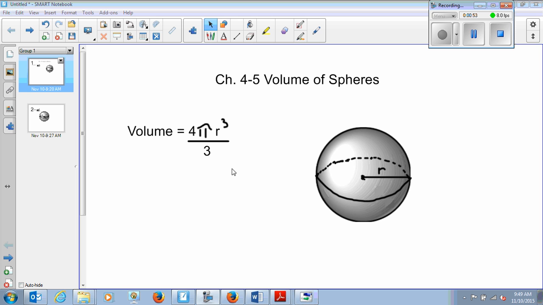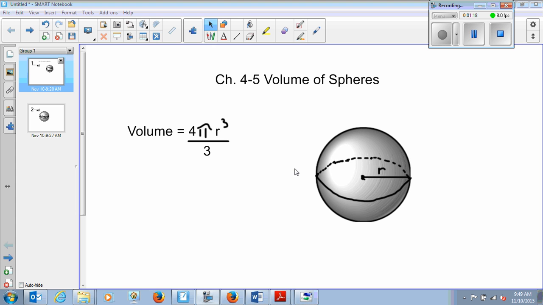So we can see over here the formula for the volume of a sphere. It's very straightforward. We're going to do 4 times pi times the radius. Here's where we need to be careful, though: we're actually cubing the radius. In area, we square the radius, but with the volume of a sphere, we're actually cubing the radius, and then we are dividing it by 3.